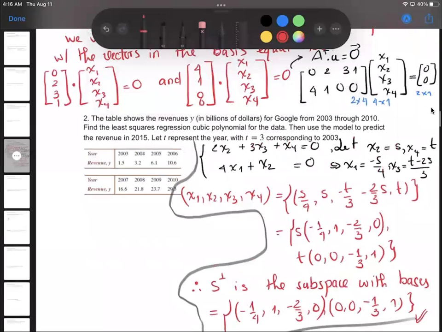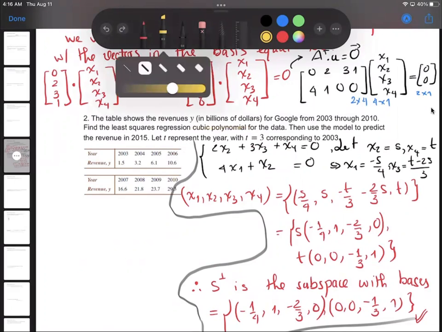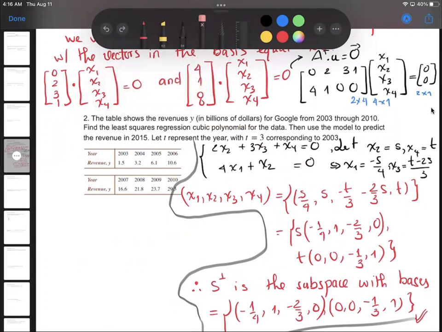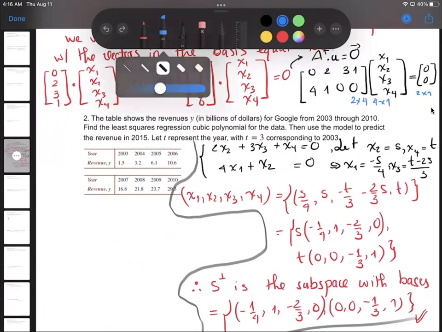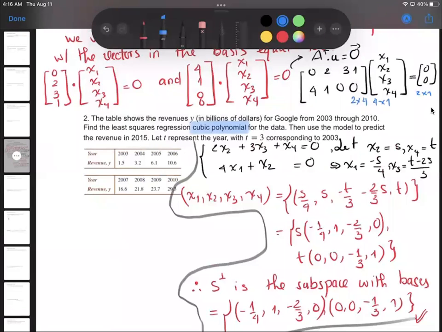Okay, so let's see. We're given a table, and we are told to find the least squares regression cubic polynomial for the data, then use it to predict the revenue in 2015. Let t represent the year with t equal to 3. So for 2003, x is going to be 3, and then y is going to be 1.5.